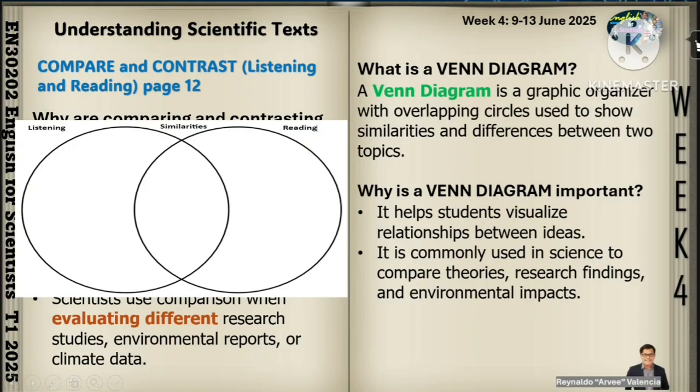What is a Venn diagram? Now let's define what a Venn diagram is. A Venn diagram uses overlapping circles to show how two topics are similar and different. In short, a Venn diagram is important because it helps us clearly see relationships between ideas. Scientists, like you in the future, use it to compare theories, data, and research.